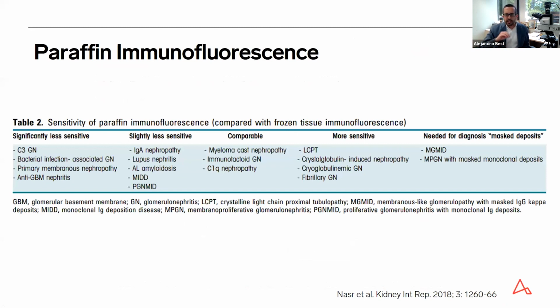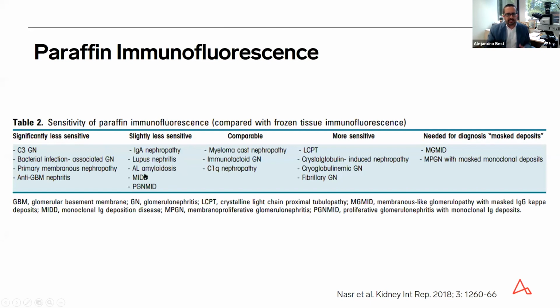Like I said, paraffin IF is not ideal, and I hope it never substitutes frozen IF. It's harder to read, and there are certain diseases that just don't perform as well in paraffin IF as compared to frozen. This chart that I have here is helpful, but that's not our experience. This is Mayo experience, which is a little bit different than ours, but the concept is the same. Like anti-GBM, we agree that when you do anti-GBM on paraffin tissue, you can miss it. It doesn't perform well on paraffin IF.